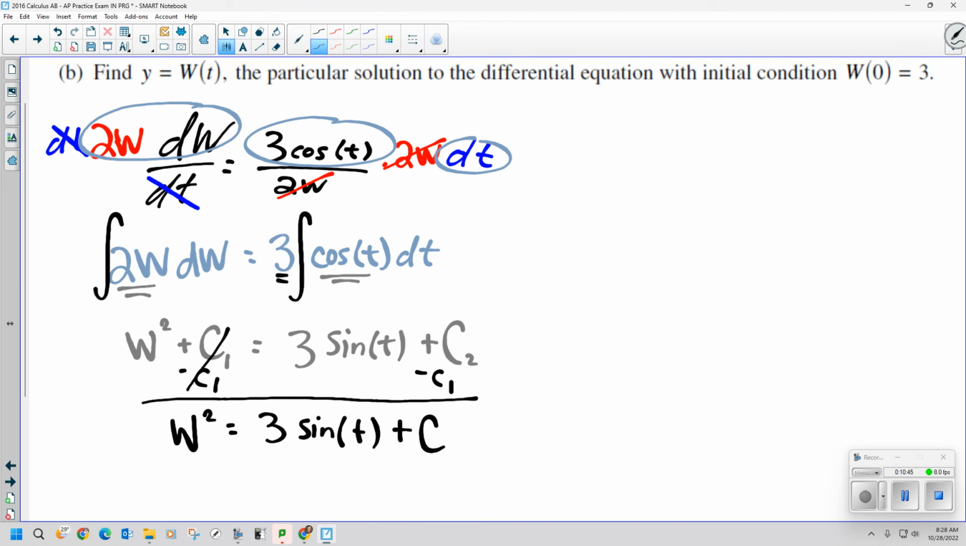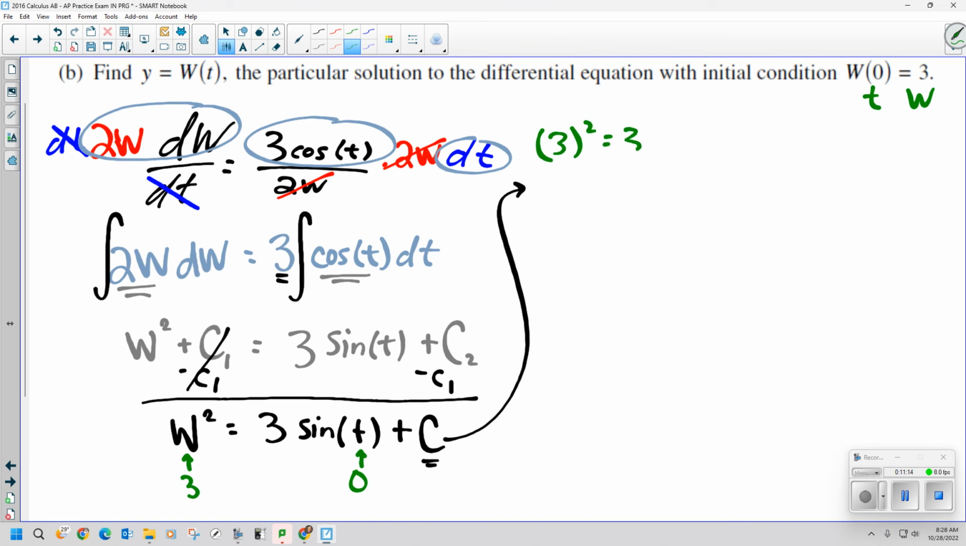So if I need to find the particular solution, I need to find a value for C. And that's what we're ultimately going to do. At this point, I'm going to throw in my initial condition. Remember, when t is 0, w is 3. So I have 3 squared equals 3 sine of 0, plus C, let's not forget that. That's what we're actually solving for.